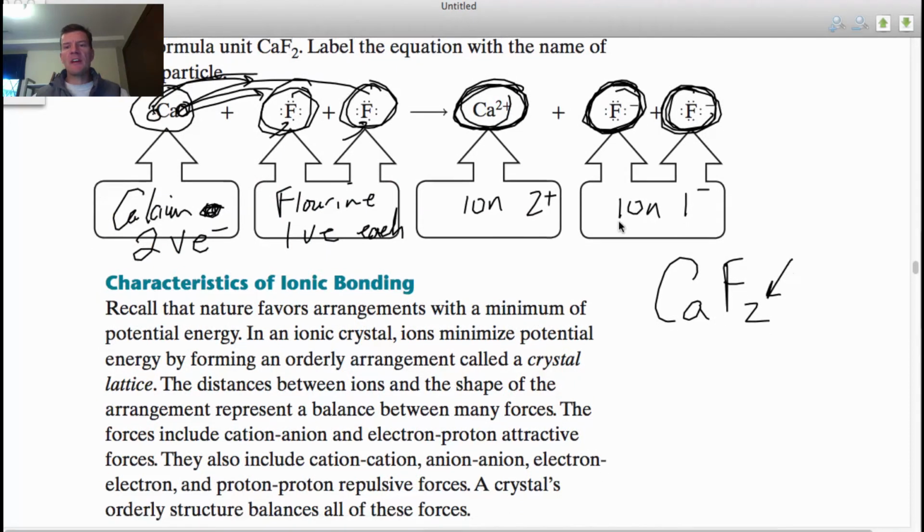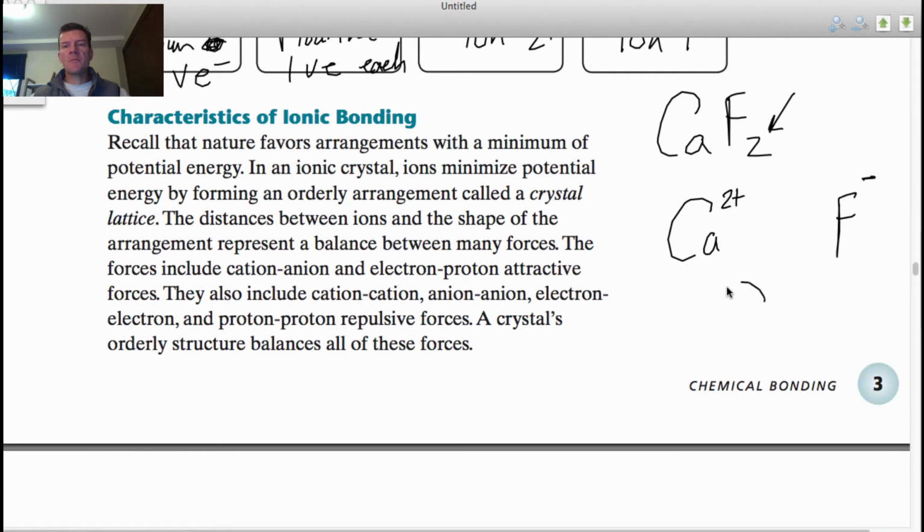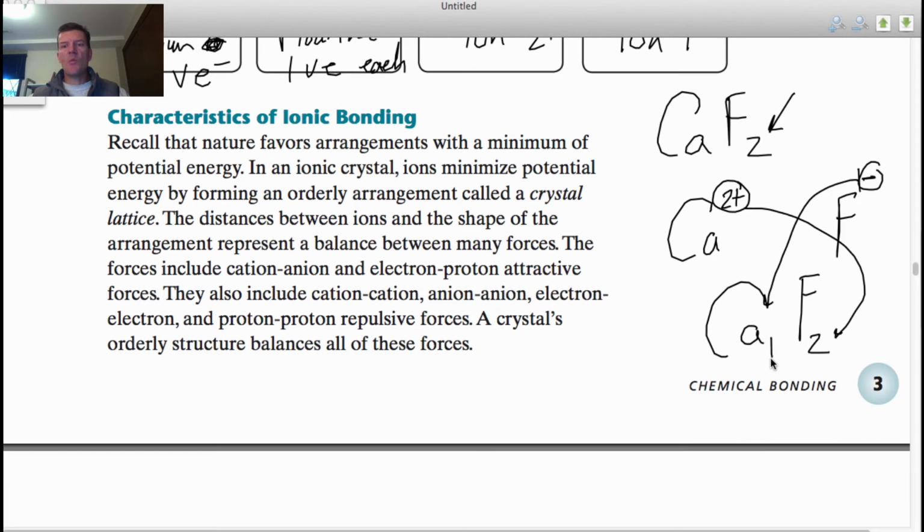If you want to figure it out, here's a little trick. Calcium has 2 valence electrons that it likes to give up, so it forms a 2+ ion. Fluoride has 7, likes to gain 1, becomes a -1. If you want to know what ratio they combine in, just take the charge from this one and that becomes basically the number of fluorine atoms, and the charge from this one, that's a 1 negative. Take the absolute value of that, and I don't write a 1 usually, but I'm going to put it there.